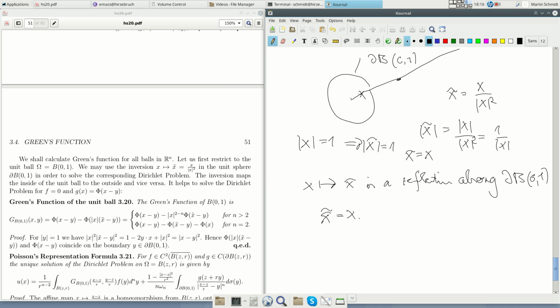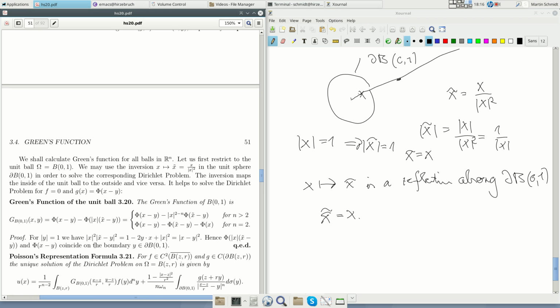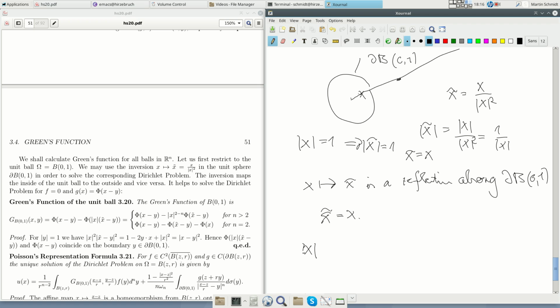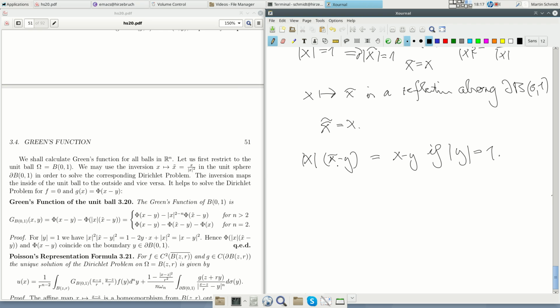Okay, and now we do a simple calculation. Now we claim that the absolute value of x times x tilde minus y is equal, no, sorry. We claim that the absolute value of x times x tilde minus y is equal to x minus y if y has length 1. Let's do the calculation. To prove this, we prove that this new coordinate is the same as this coordinate if y has length 1. So why is this the case?